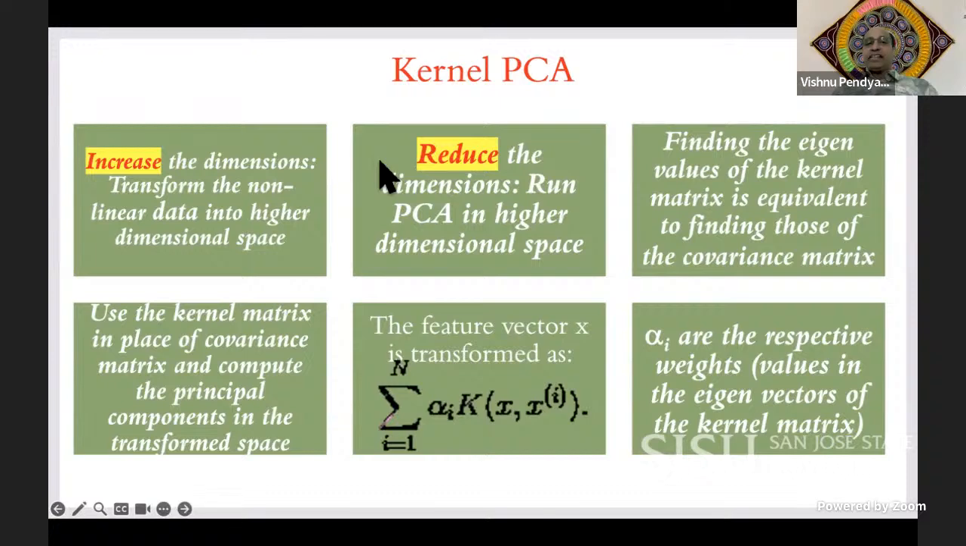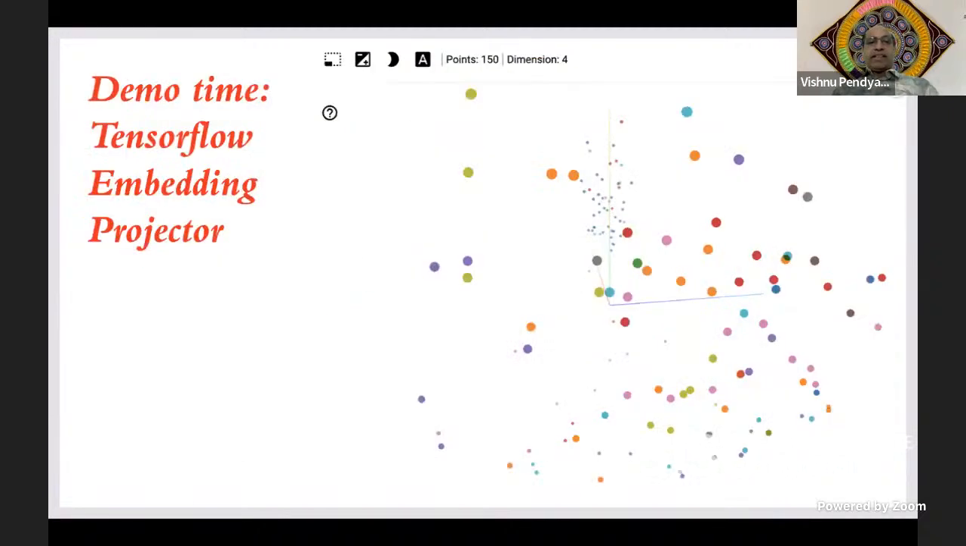Now the good thing is, remember we talked about a theorem that finding the eigenvalues of the kernel matrix is equivalent to finding those of the covariance matrix. We even saw the proof, right? So instead of finding the eigenvalues of the covariance matrix, we use the kernel matrix in place of the covariance matrix and compute the principal components, the transformed space, right? So the feature vector is now transformed as alpha i times the kernel matrix element, right? So the alpha i's are the respective weights or the values in eigenvectors of the kernel matrix, just like before. So that is the idea of kernel PCA for non-linear data. Remember, PCA works only for linear data. Kernel PCA works for non-linear data as well. Now there's a nice demo, which I will again show towards the end.